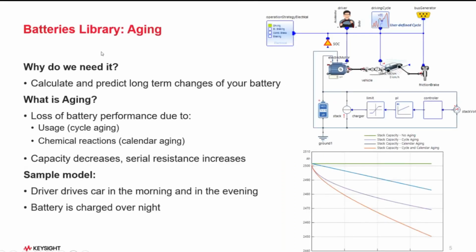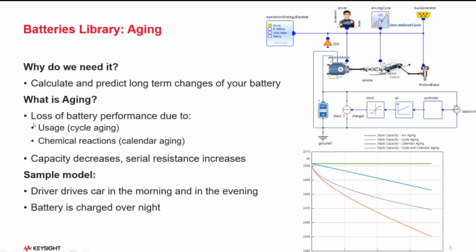We did a lot of changes to our batteries library. First thing I want to talk about is aging. Why do we need aging? We want to calculate and predict the long-term changes of the battery. Due to aging, we have a loss of performance in the battery.